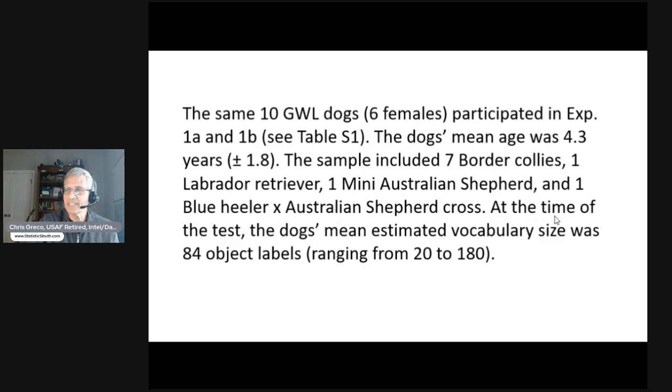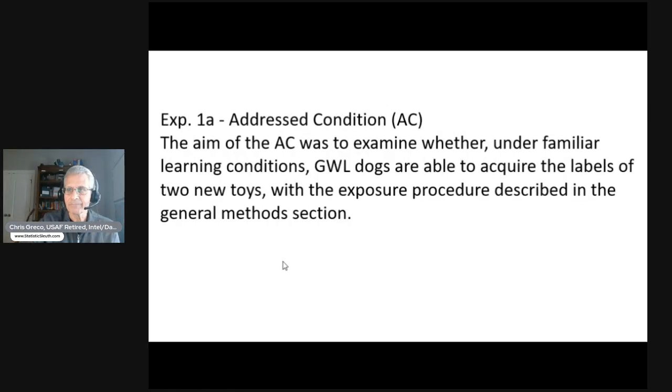So at the time of the test, the dog's mean estimated vocabulary size was 84 object labels. You notice they don't say words. They say 84 object labels. Okay. So just keep that in mind. We're going to continue this.